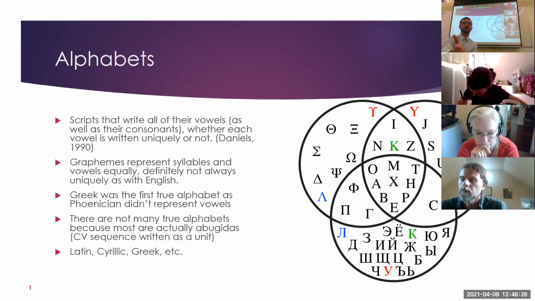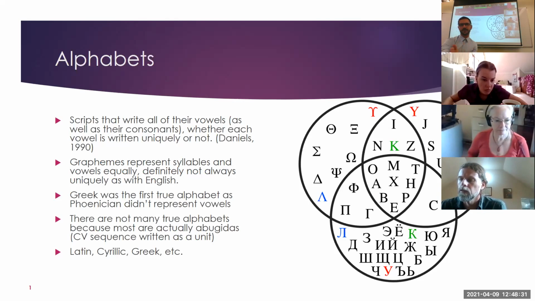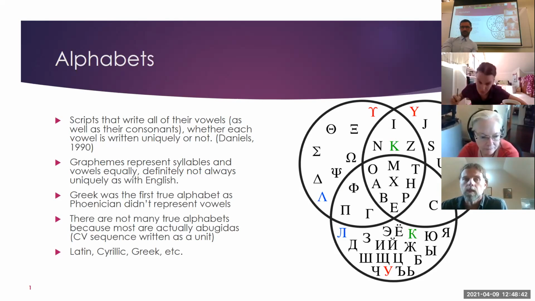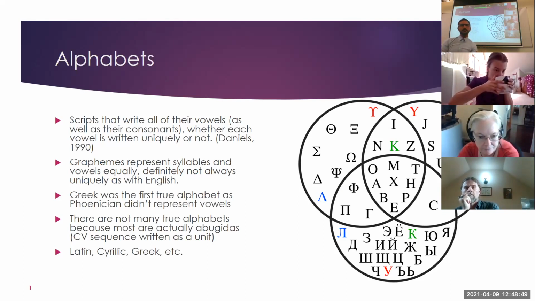And yeah, so most of my definitions for the different typologies, I do use Daniel's definition, just by the way. So the graphemes represent syllables and vowels equally, although definitely not always uniquely as with English, because you can spell things a million different ways. So Greek was the first true alphabet, as it came from Phoenician, but Phoenician did not represent vowels.